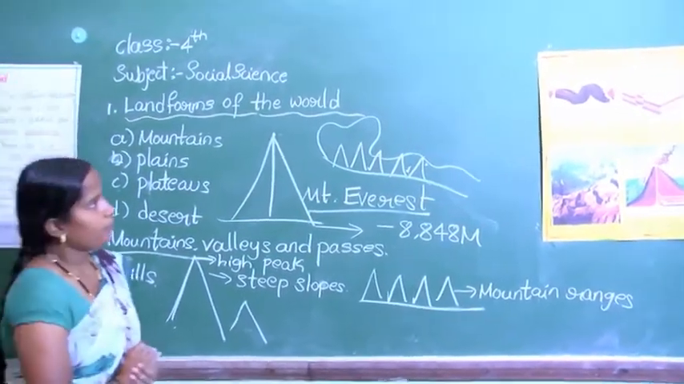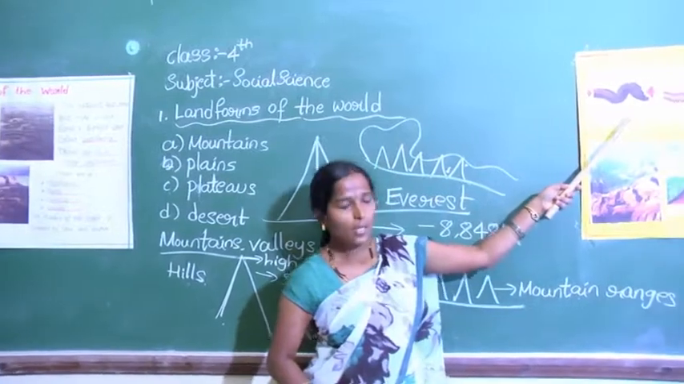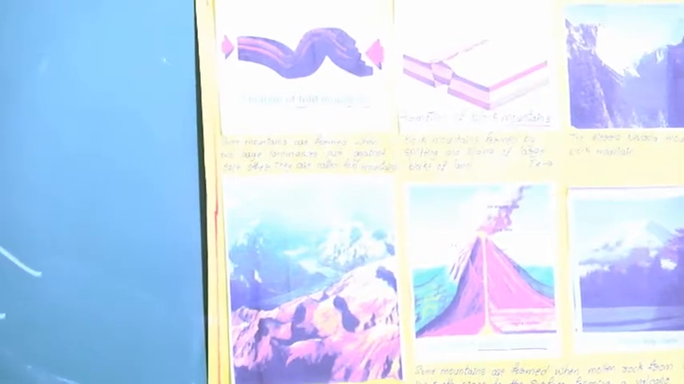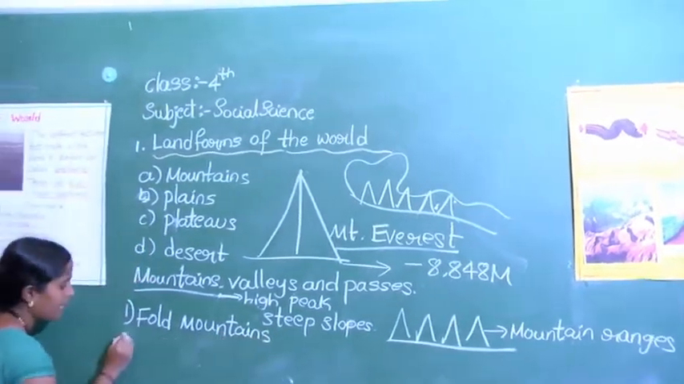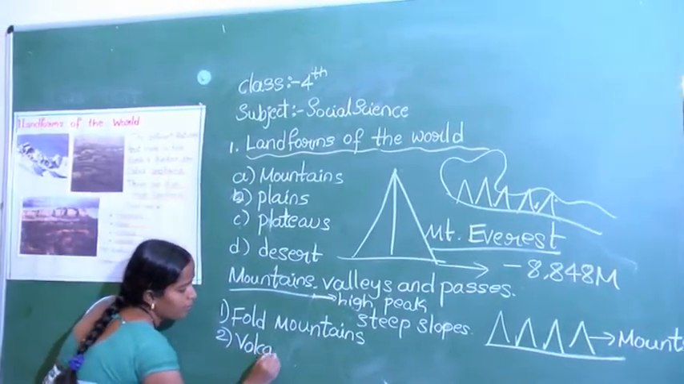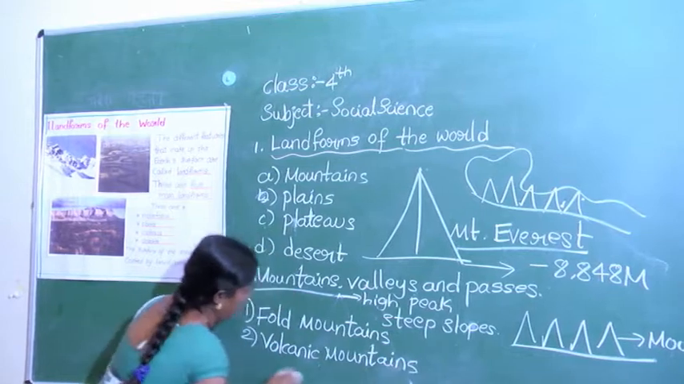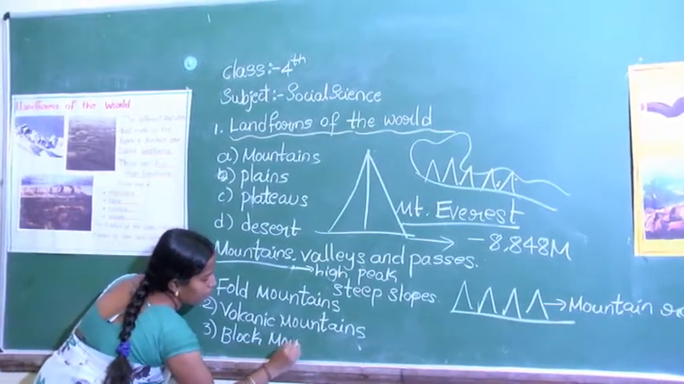Next, we come to know that there are three types of mountains. First one is fold mountains. Second one is volcanic mountains. Third one is block mountains.